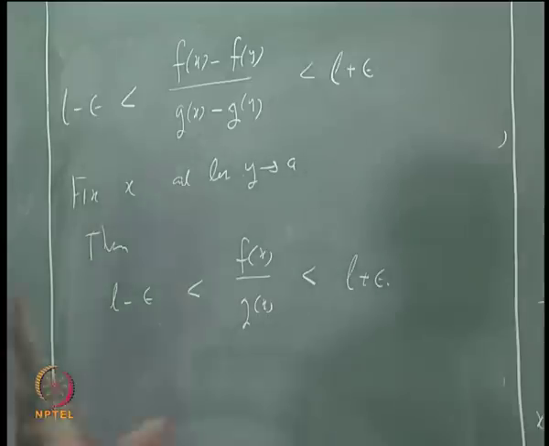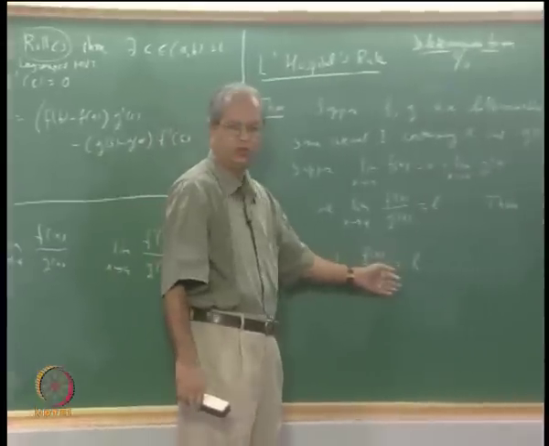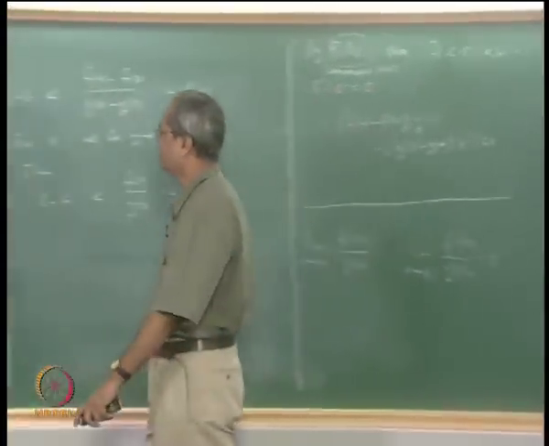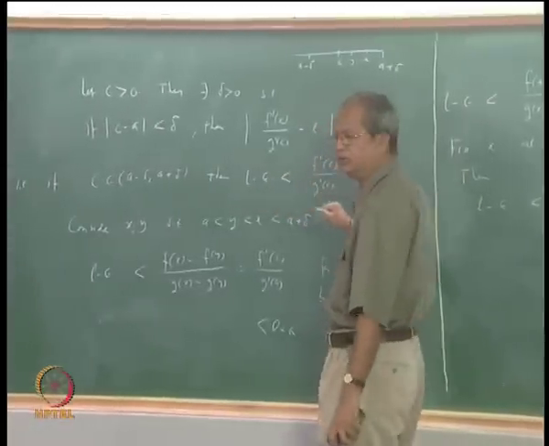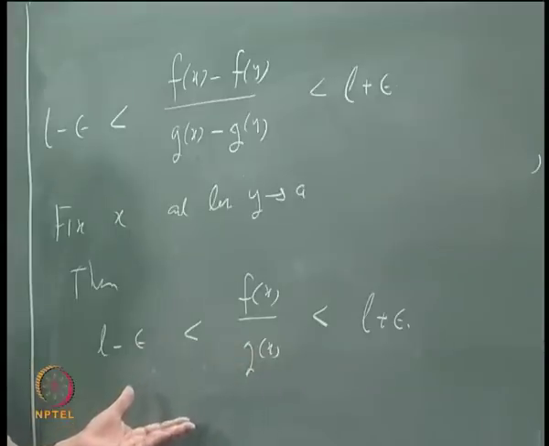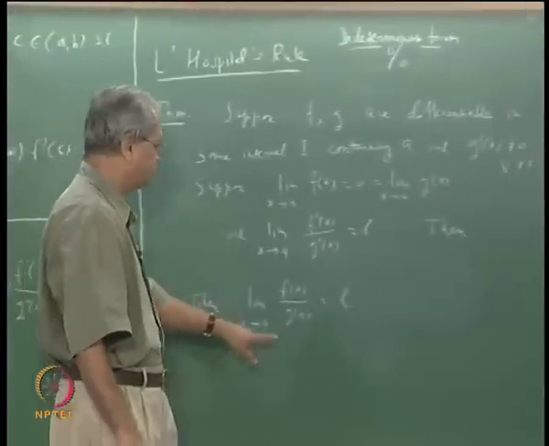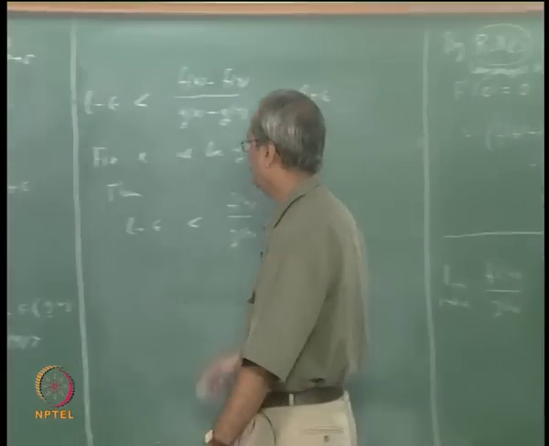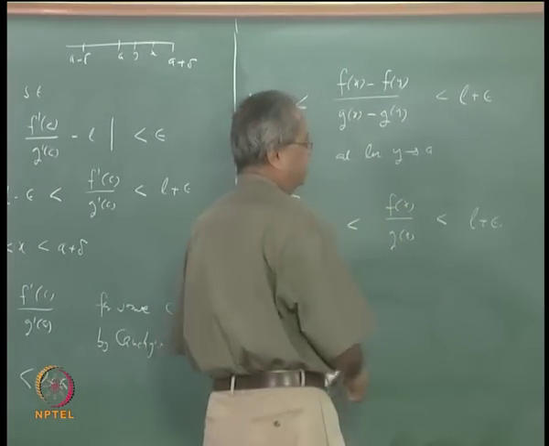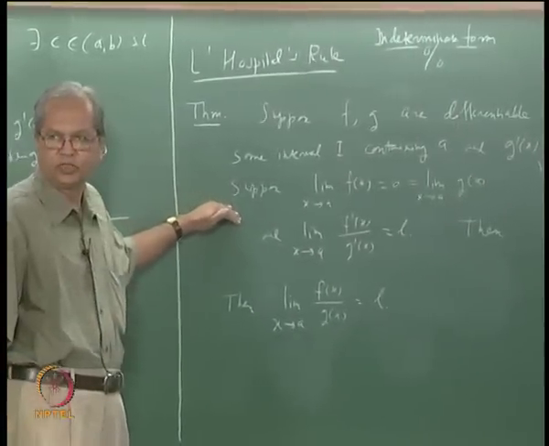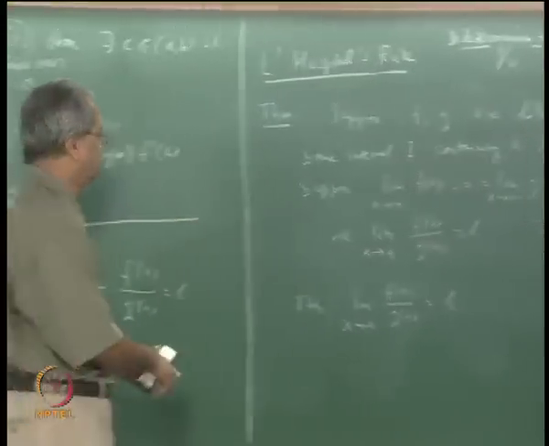And that is what this says. What does this mean? That given epsilon, you should be able to find a delta such that whenever x lies between a minus delta to a plus delta, f(x)/g(x) should lie between L minus epsilon to L plus epsilon. That is what we have shown. So this last statement means that the limit of f(x)/g(x) as x tends to a is equal to L. So we have seen here that L'Hopital's rule, in the case of the indeterminate 0/0 form, basically uses Cauchy's mean value theorem.